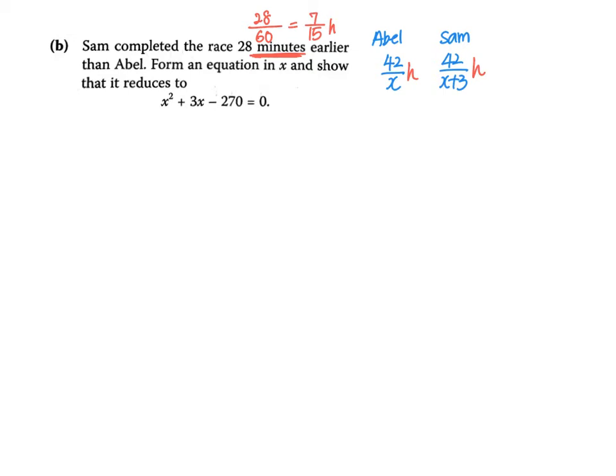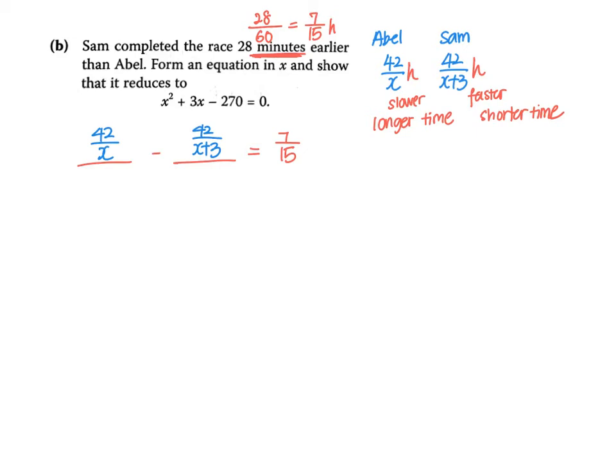Now forming an equation, let's take a look at Abel's speed. Abel travels at a slower speed, so it takes a longer time. But Sam travels at a faster speed, so he'll take a shorter time. The difference is 28 minutes. So how do I find a difference to get 28 minutes in this case? Something minus something to give you 7 over 15. We're going to use 28 minutes in hours instead. So what minus what? You will take the longer time minus the shorter time.